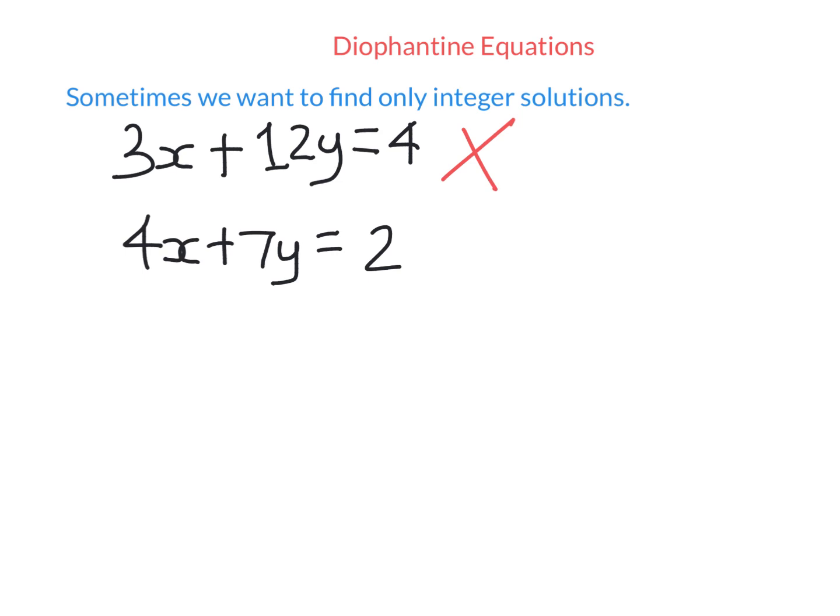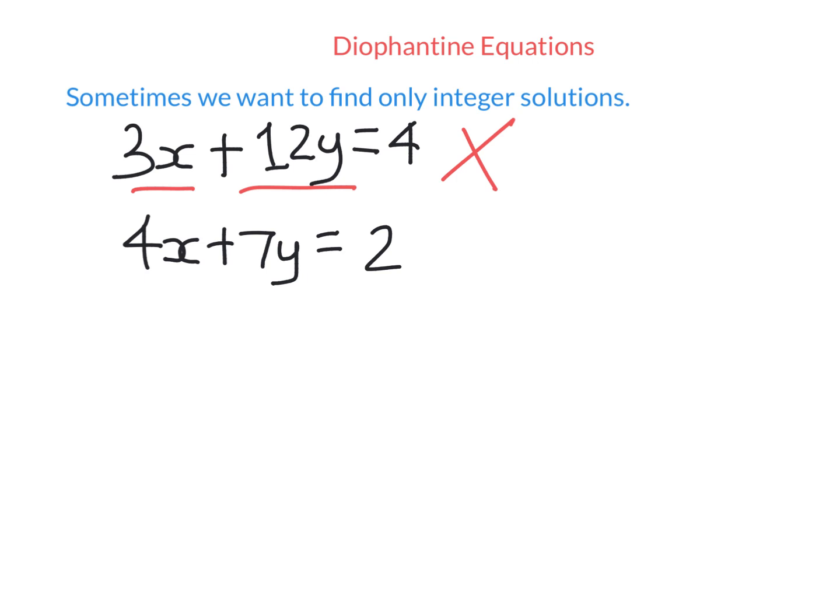Why is that? Well, think about it like this. 3x is always going to be a multiple of 3 as long as x is an integer. When you times a whole number by 3, you get a multiple of 3. Similarly, any multiple of 12 is a multiple of 3. 3x, 12y, if x and y are integers, this must give you a multiple of 3, but 4 is not a multiple of 3.